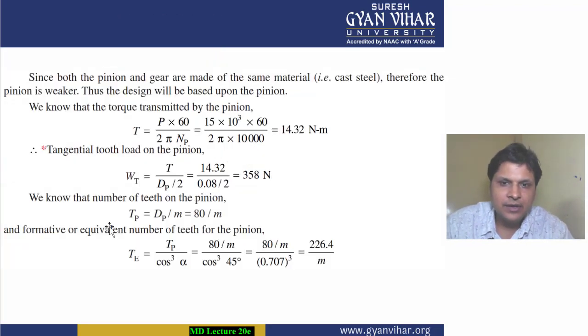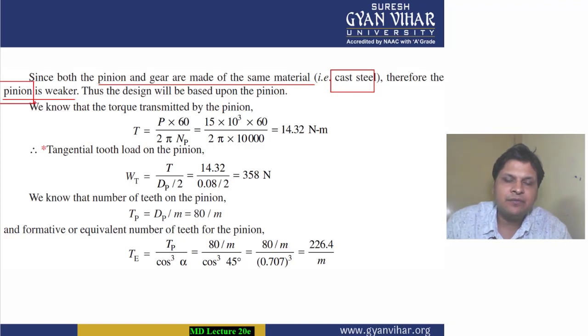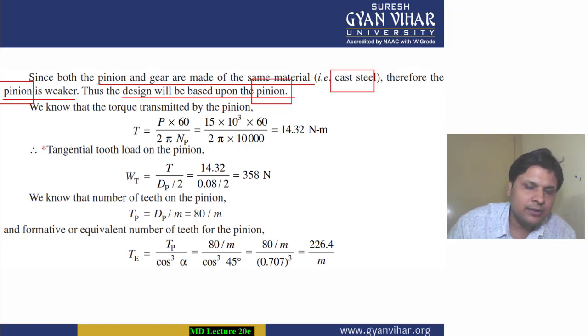Moving further, students, in the question it is given that both the gear and the pinion are made of the same material. Material is your cast steel. Therefore, if both pinion and gear are made of the same material, always the pinion is considered weaker, and whichever is considered weaker, the design is done on the basis of that. So the design will be done on the basis of the pinion. All values we will take of the pinion.